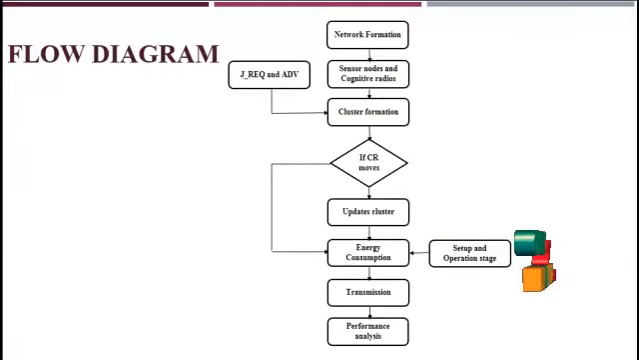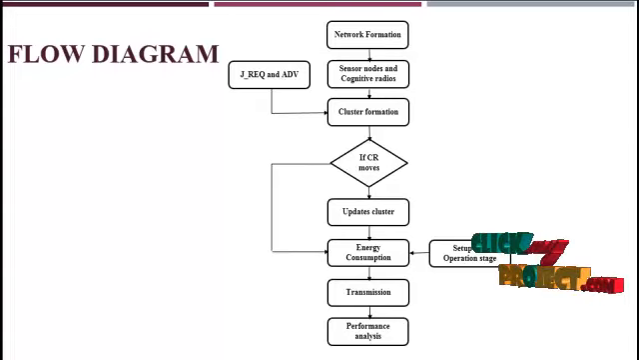Let us see the flow of our project. This is our flow diagram for our cognitive radio network. First, we have to form our network with the network parameters such as radio channels and the antenna, and for the layer selection, that is the physical layer, and the energy model updations.